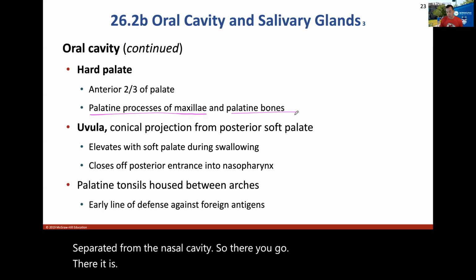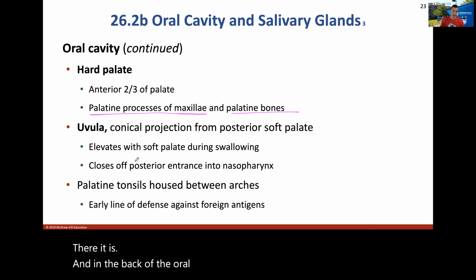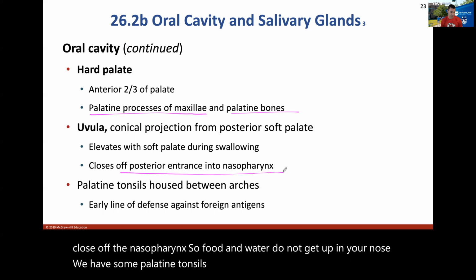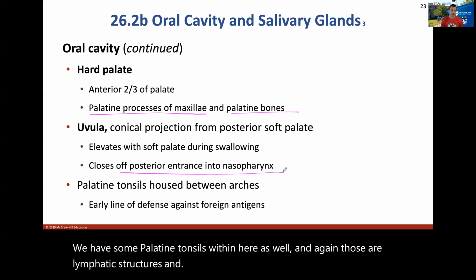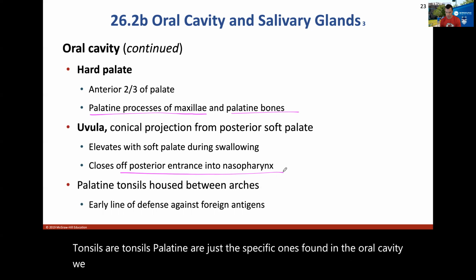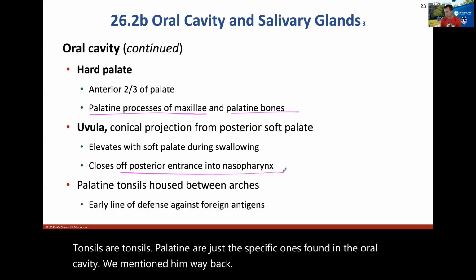And in the back of the oral cavity, we have the uvula, and that helps to just close off the nasopharynx, so food and water do not get up in your nose. We have some palatine tonsils within here as well, and again, those are lymphatic structures, and tonsils are tonsils. Okay, palatine are just the specific ones found in the oral cavity. We mentioned them way back, 2 weeks ago when we talked about lymphatic system.